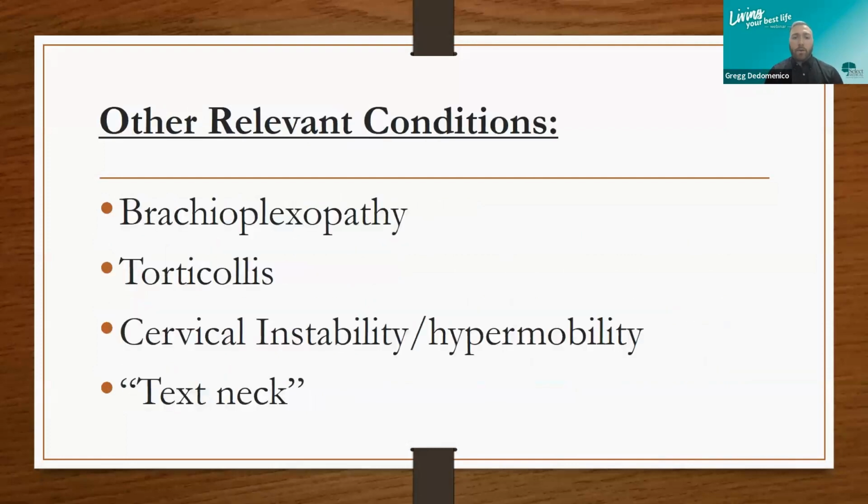Now, I have some other relevant conditions here. These are things that I haven't exactly listed at the beginning of my presentation. They're a little bit less common, and I wanted to briefly touch on them, but I didn't want to spend too much time because they are, like I said, less common. The first is a brachioplexopathy. It's a very complex way of saying that the nerves that exit the neck and come down into the arm were either impacted or stretched, which can generate some of those radiating symptoms.